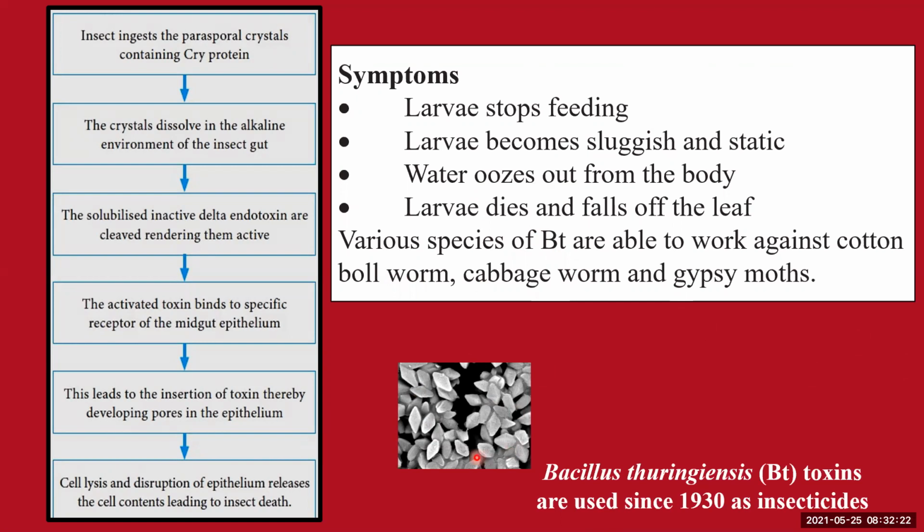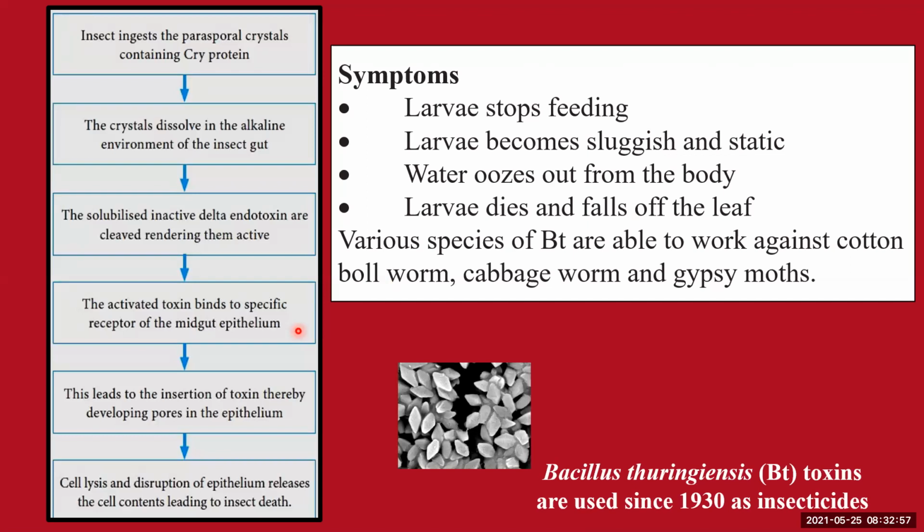This is the diagram which is showing the Bacillus thuringiensis crystals. The insect ingests the parasporal crystal containing the crystal protein. The crystal proteins dissolve in the alkaline environment of the insect gut, which means they get partially activated, and are further activated by protease enzyme. The soluble inactive delta endotoxins are cleaved, rendering them active. So the alkaline pH and the protease together make the crystal protein active. It is broken down and then converted into active form.